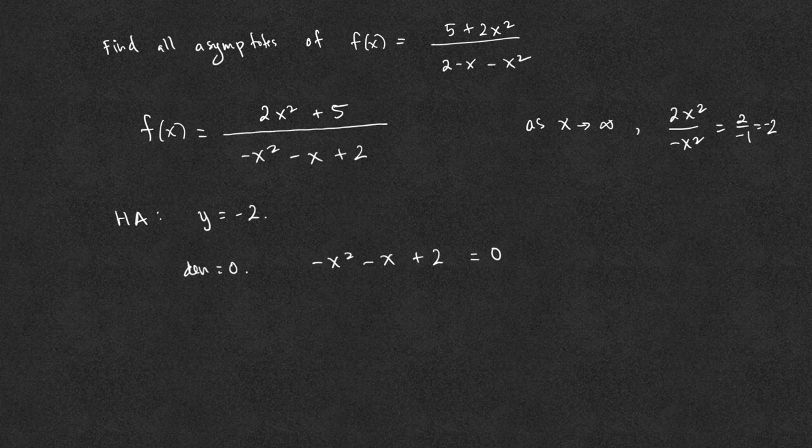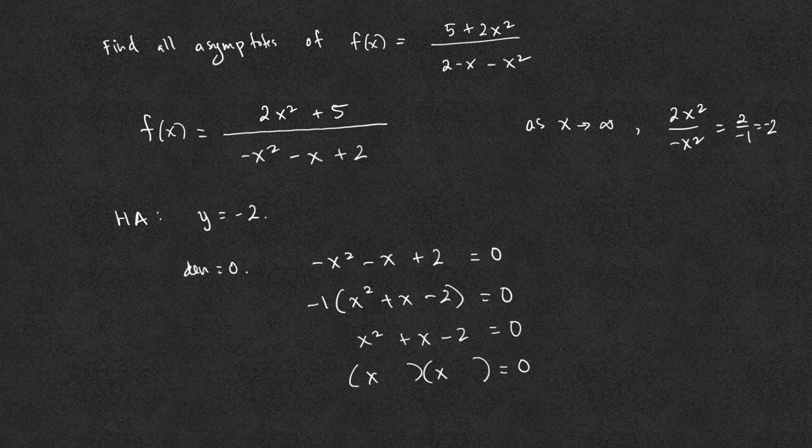To solve for x, we will attempt to factor this. Usually when we factor an expression, we want the leading coefficient to be positive, so we would factor out negative 1. What is left inside is x squared plus x minus 2. And then we divide both sides of the equation by negative 1 to obtain x squared plus x minus 2 equals 0. This is a trinomial, so we will use trial and error to factor this.